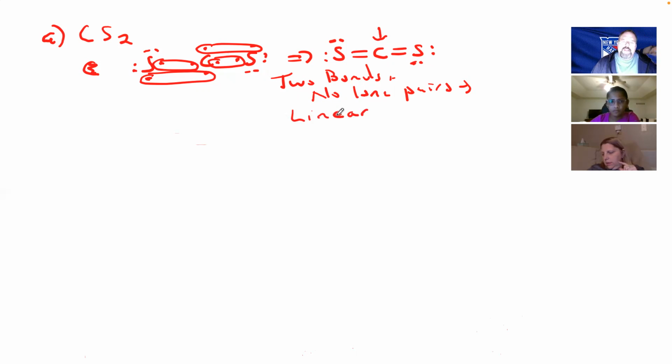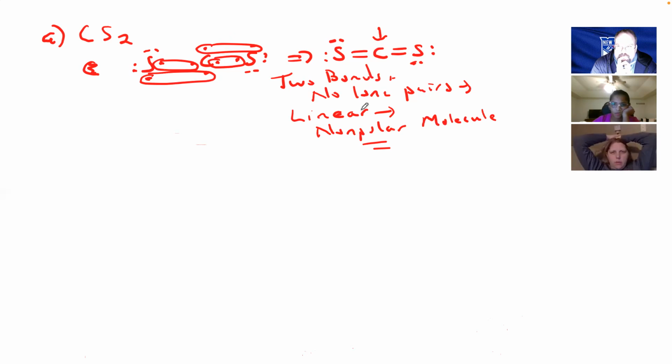Now, what does that tell us about the polarity of this compound or molecule? It tells us that we're dealing with a nonpolar molecule. Even though these bonds are polar covalent, because of the linear shape, the compound is nonpolar. Any questions about that?